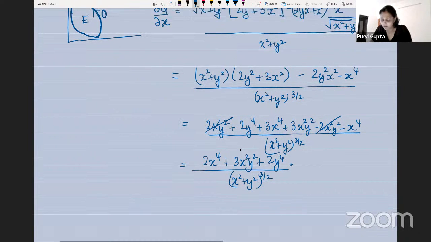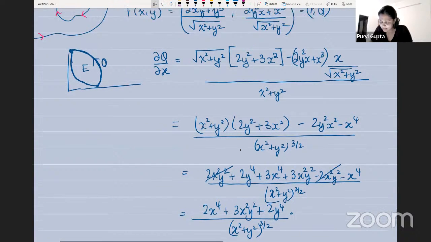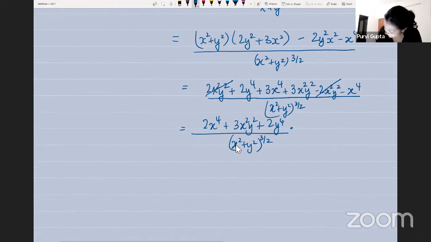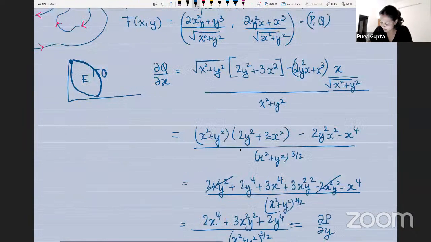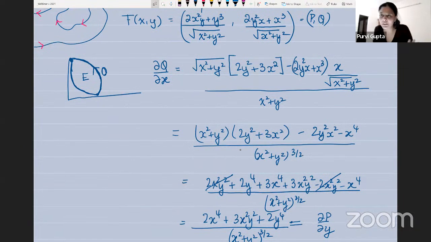Okay, so good. We were able to do that. Now my claim is that this is exactly del p by del y. Can you immediately tell me why I do not have to bother to compute del p by del y? It's a silly trick, but it saves you some time. Why can I say that this is already the partial derivative of p with respect to y?